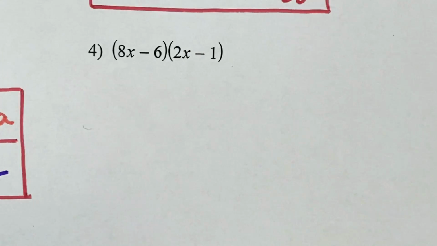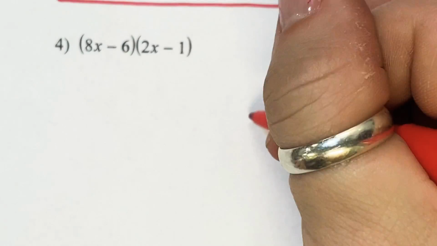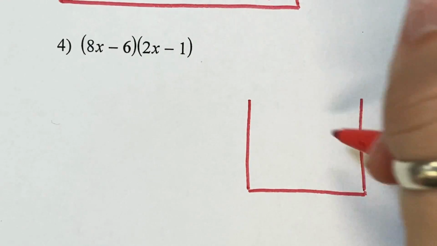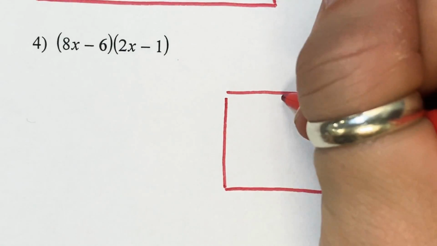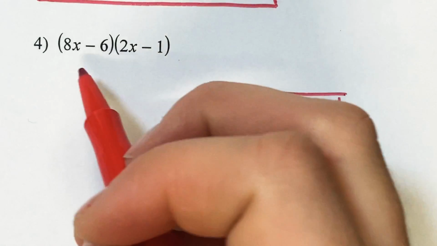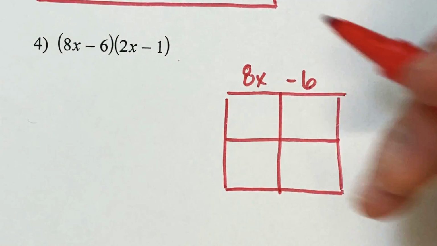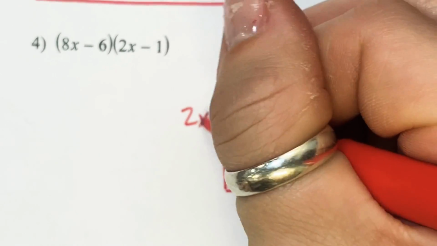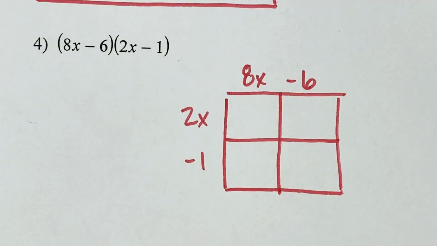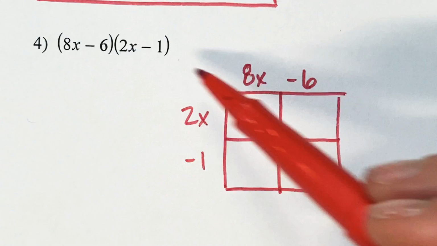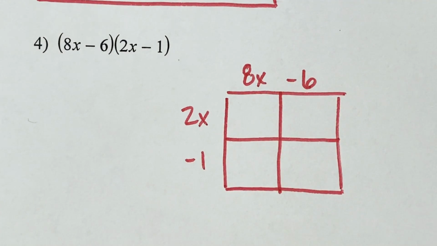Okay, let's do the box method one more time for number 4. So draw your box with our 4 squares. First binomial on the top, 8x minus 6. Second binomial down the side, 2x minus 1. Okay, so we've just drawn it. We put our first one on top, second one down the side. So now we're going to go ahead and multiply these.